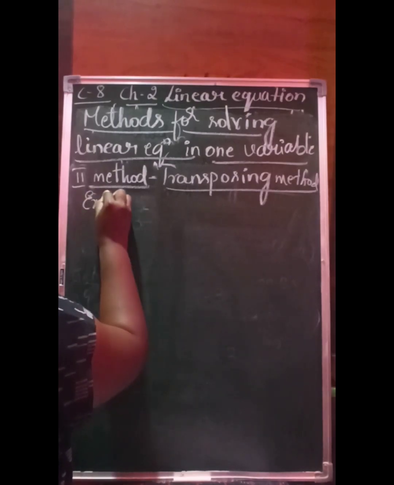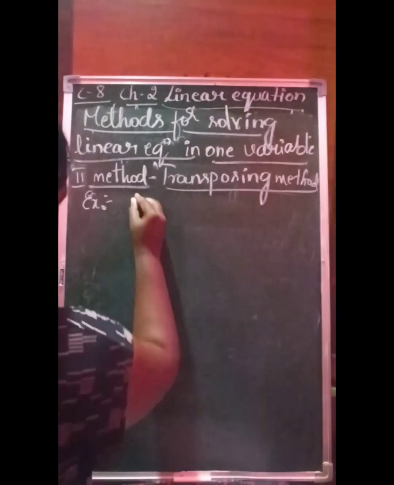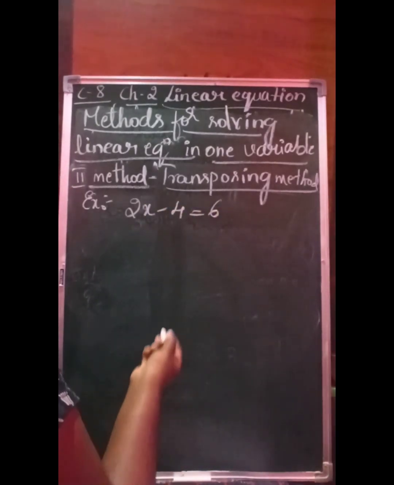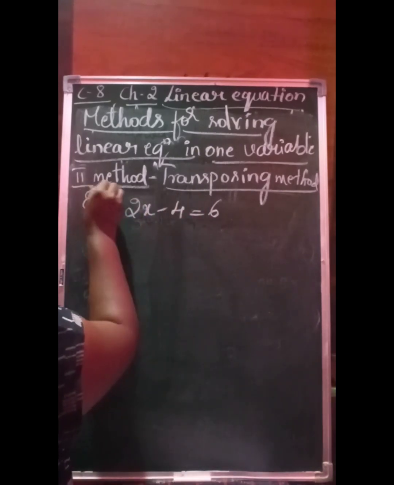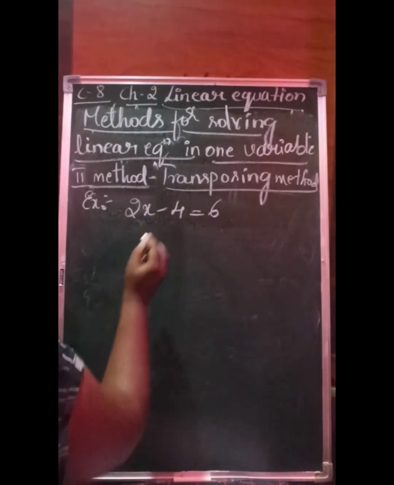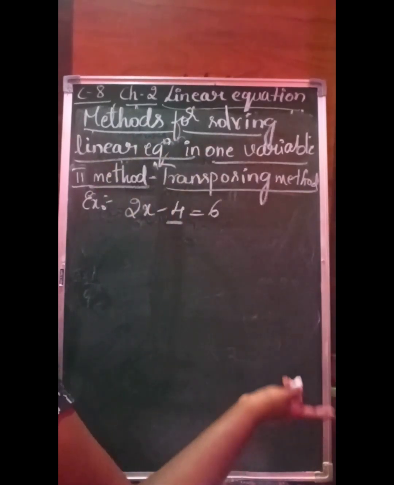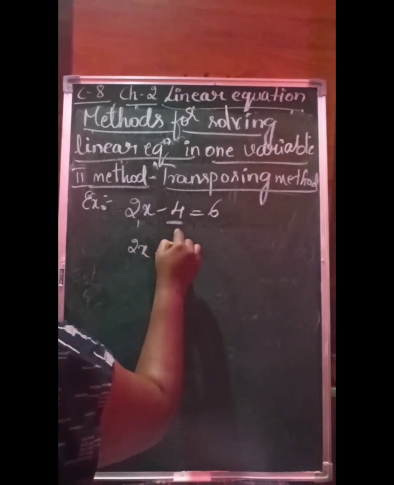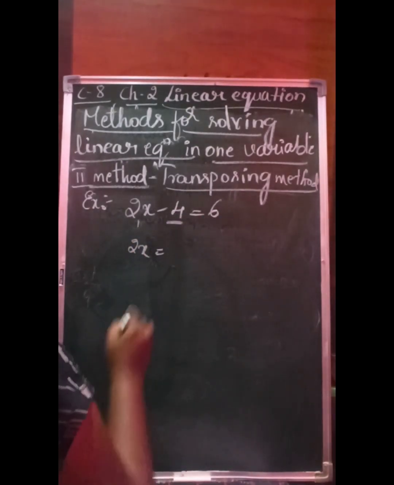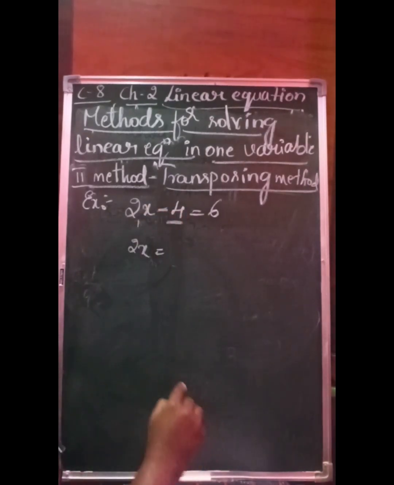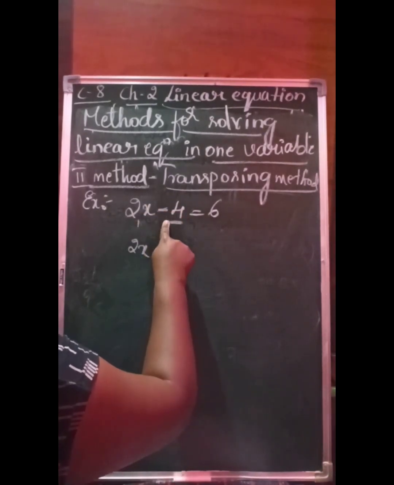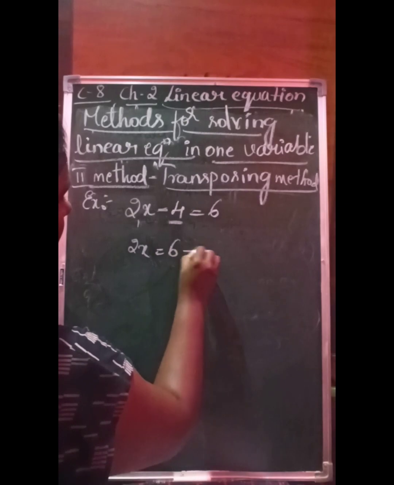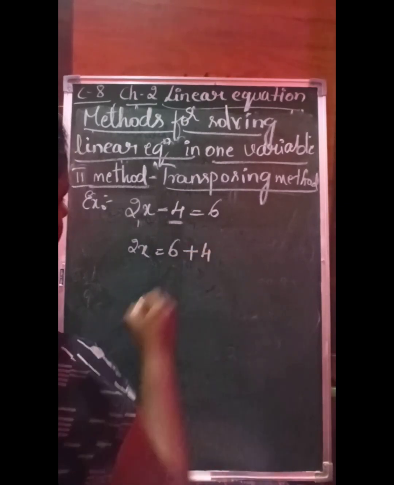So consider one example. Consider the previous example only, that is 2x minus 4 equals 6. Here in the second method, the transposing method, I will transpose the other term to the right hand side. Keep 2x as it is. Now transpose this 4 to the right hand side. The sign along with the 4 is negative. When this minus 4 is transposed to the right hand side, it will change its sign from negative to positive, so it will become plus 4.